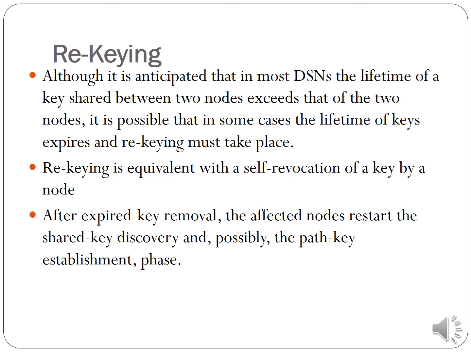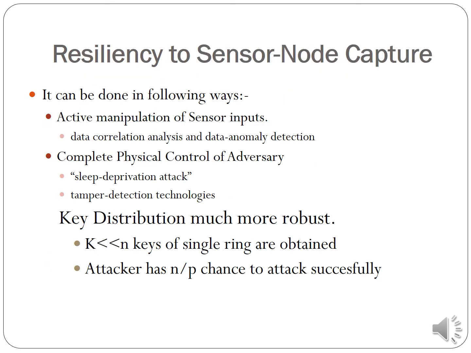Resilience to sensor capture: the attack happens in two ways, active manipulation of sensor inputs and complete physical control by the adversary. Key distribution is much more robust. K less than n keys of a single ring are obtained. The attacker has a k by n chance.